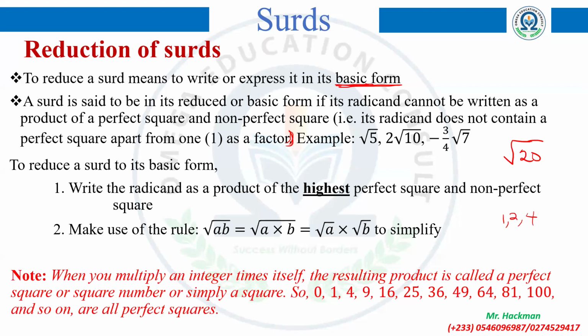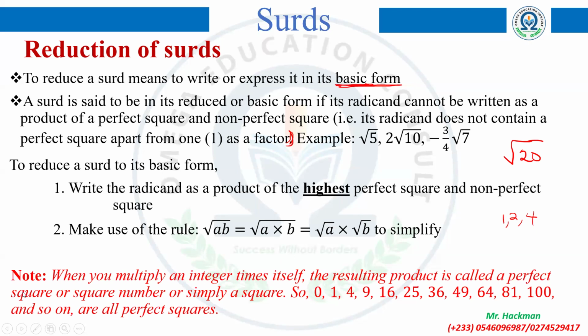Yes, please. Okay, then after that, what do we do? We make use of the following rule. The root of AB, the root of the product, will be the same as the root of A times B, and that's the same as the root of A times the root of B. Do you agree? From indices. Yes, so you use this concept of indices to simplify.